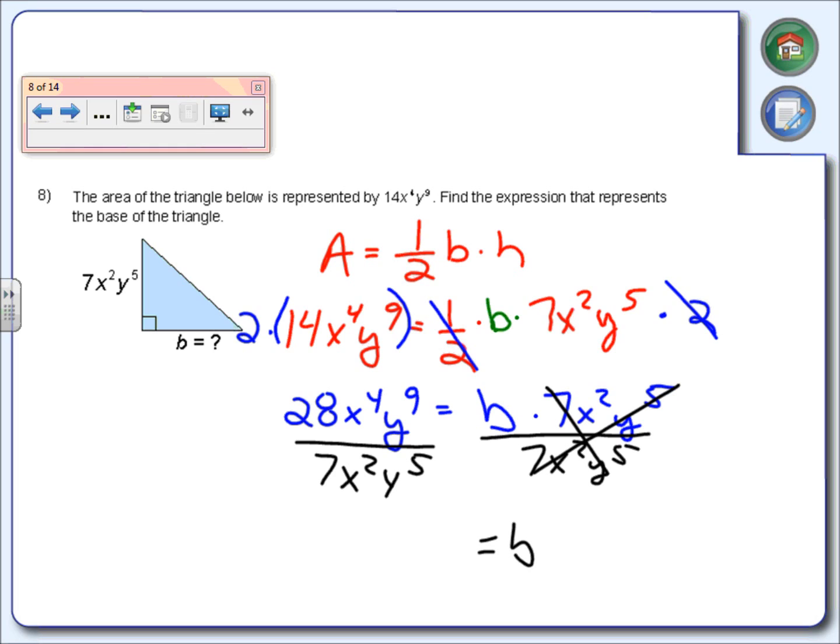So let's use our rules. 28 divided by 7 would be a 4. X to the 4th divided by x squared would give us x squared. And y to the 9th divided by y to the 5th would be y to the 4th power. So our base would be represented with this expression right here, 4x squared y to the 4th power. So it's just like solving an equation. This time we're working with monomials.